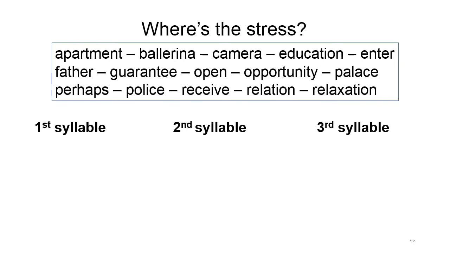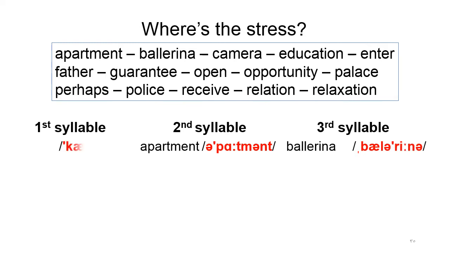Let's now move to part 2 of our video, Guidelines for English Word Stress. Do you know where the stress is for these words? Apartment, ballerina, camera, education, enter, father, guarantee, open, opportunity, palace, perhaps, police, receive, relation, relaxation. Is the stress on the first syllable, second syllable, or third syllable? Keep this exercise in mind and do it after we have finished the rest of the slides.